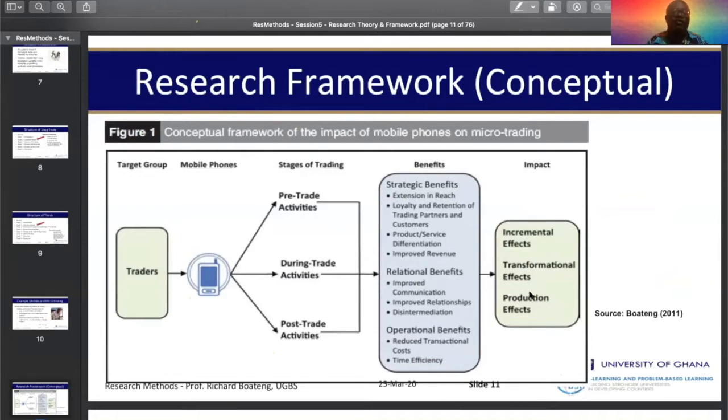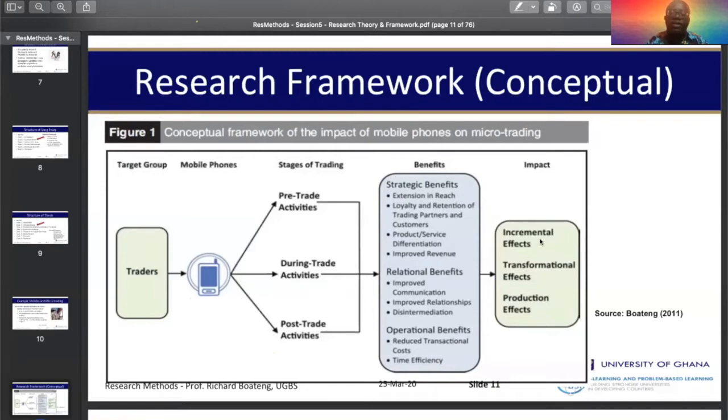But in reality, there is a combination of different conceptual approaches or conceptual foundations here. One is that these stages of trading come from economics, which tells you about the three stages of trading: pre-trade, during trade, and post-trade. Then these benefits can build upon other literature in information technology that explains, based on transaction cost theory, the relationship between IT and commerce. It talks about the fact that when you apply IT to commerce, you can get strategic benefits, relational benefits, and operational benefits. And then the last one is about mobiles and impact, which comes from another body of work that looks at the outcomes of using mobiles, or the impact of using mobiles, in a given business activity.